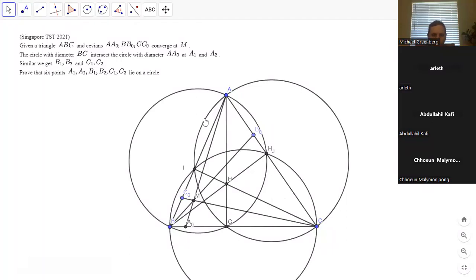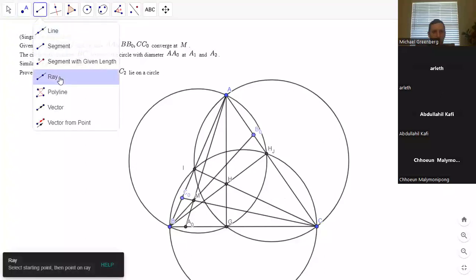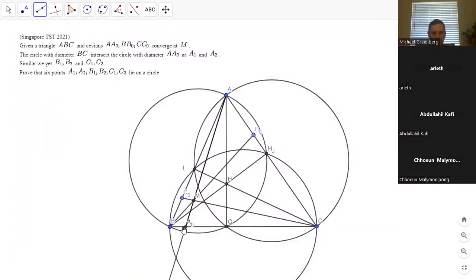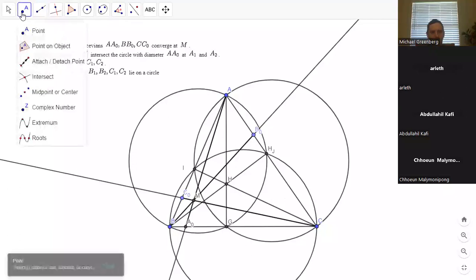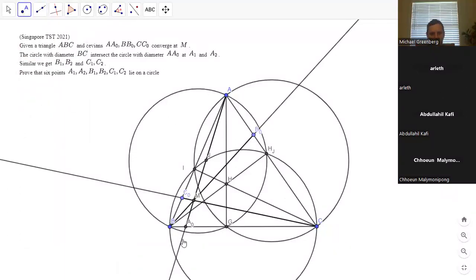So we want to see, where does A naught meet the circle? So we should make it like a ray, and then B naught and C naught. I'm wondering if this might be not that hard, but I'm not sure. So this B naught meets those two circles, and C naught. Oh, the circle with diameter A naught. That makes it tricky. All right.